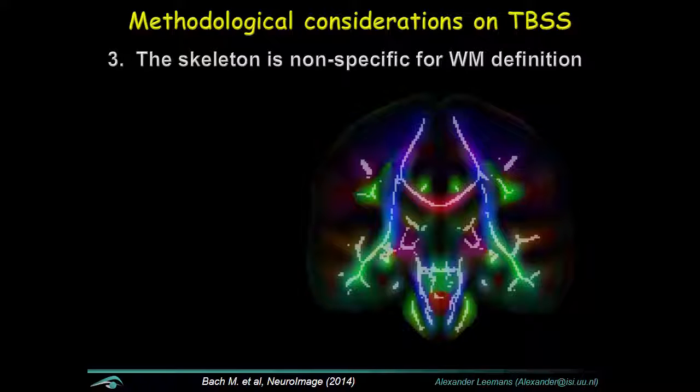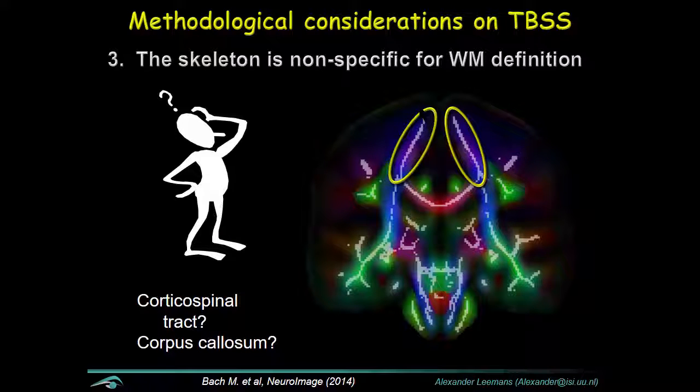And thirdly, well, some areas are not really specific. If I ask you, what area is this? Is that part of the corticospinal tract? Or is it part of the corpus callosum? Well, there's no right or wrong here. Could be both, could be one, could be the other. And this is also one of the problematic things because you, again, have no information about long distance tracts, right?